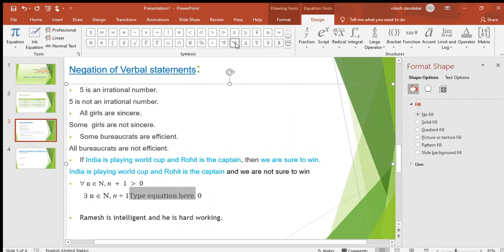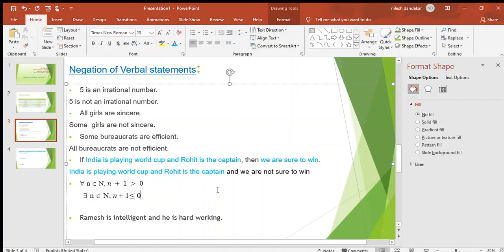Because in mathematics there are three symbols used to compare numbers: greater than, less than and equal to. It states that it is greater than. The thing which is not greater doesn't mean it should be smaller. It should be equal also. So we have to give this symbol.